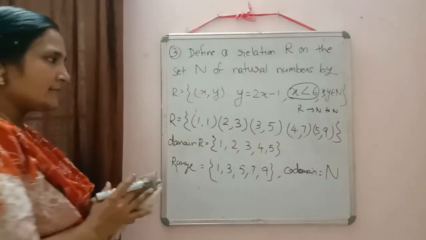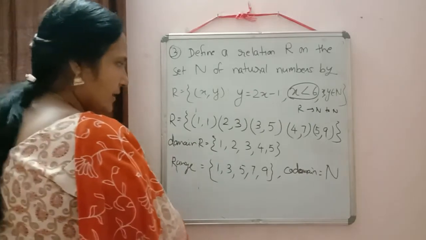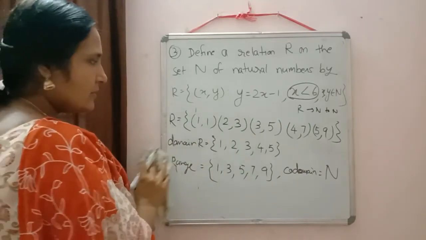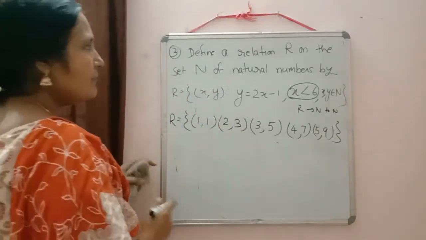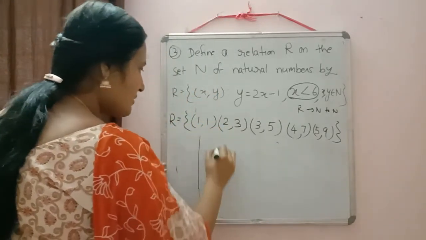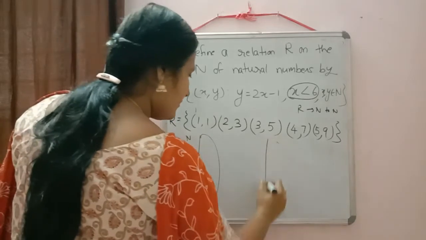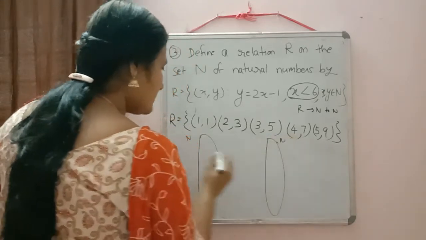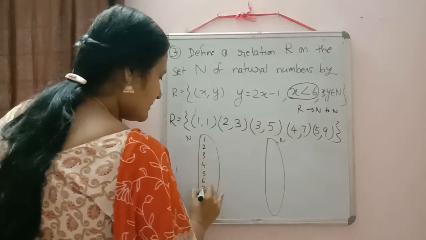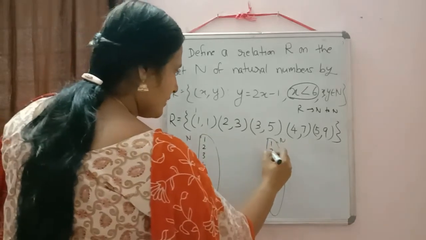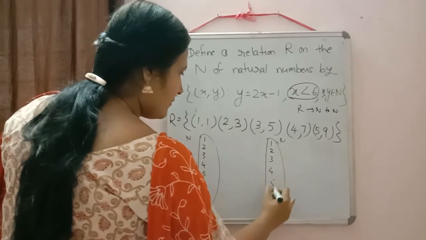Now we will draw its arrow diagram. Shall I rub this one? You all wrote? No, this one I am not rubbing. Domain and range I am rubbing. So now here we have the set N of natural numbers. So N, and here also we are writing N. Some numbers I am writing here: 1, 2, 3, 4, 5, 6. It is infinite. Here also 1, 2, 3, 4, 5, 6.